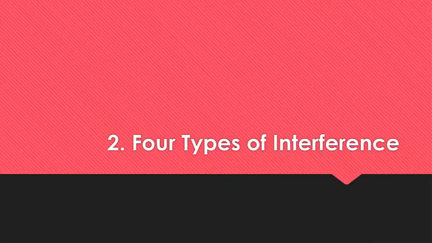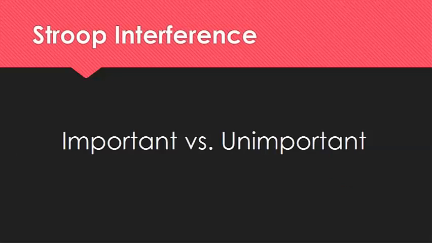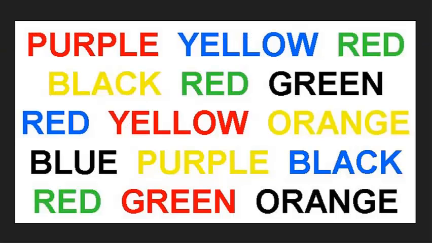Section 2. 4 types of interference. Stroop interference is when an irrelevant aspect of a stimulus interferes with a relevant aspect. Try saying the color of words on the screen. Do not say the word. For example, the first word purple is written in the color red, so you would say red.